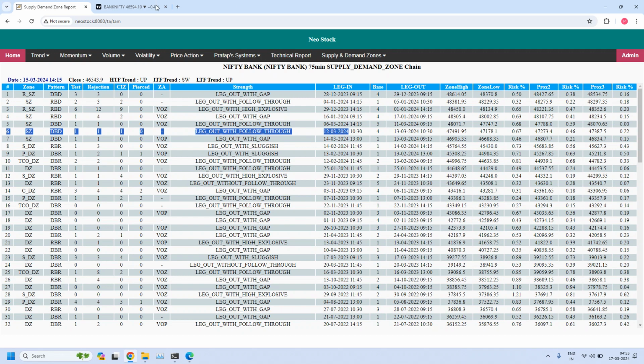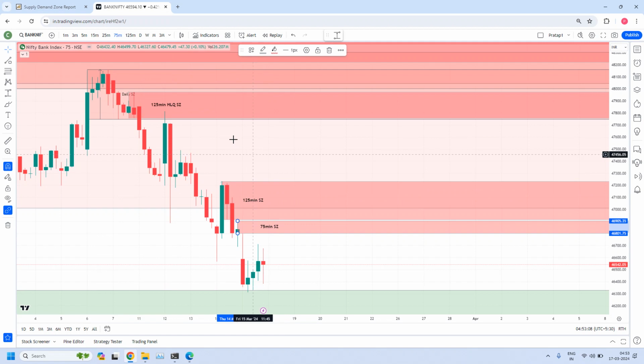12/3, 10:30, 4 base candles, okay. 12/3, 10:30, drop, these 4 base candles and drop. All these are supplies, 75 minute supplies. Inside the 125 minutes high liquidity zone, there is a supply zone. We have a drop, 3 base candles and drop. When is it? 7th March, 10:30.